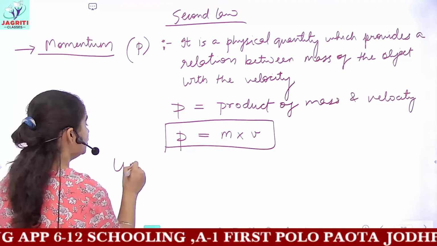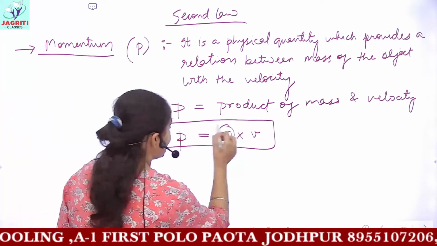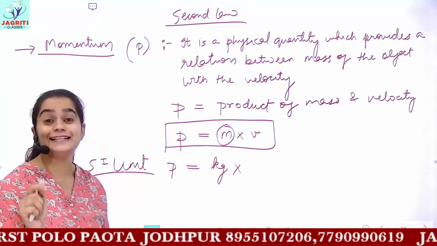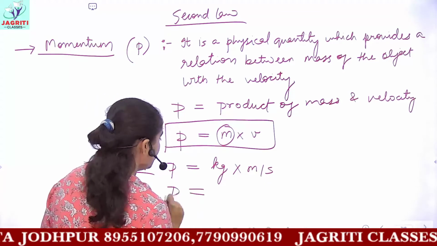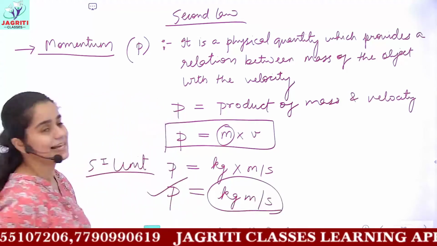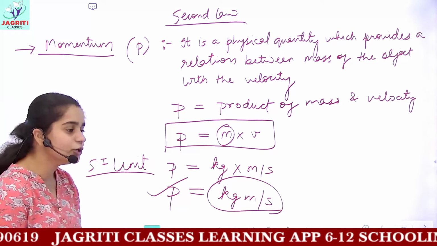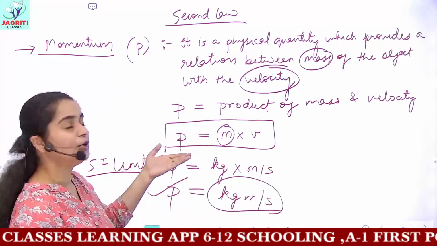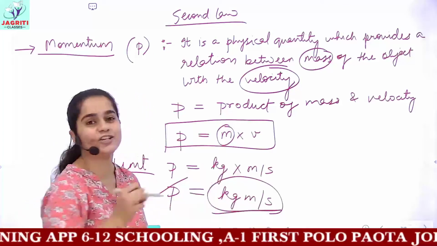And talking about the unit of momentum, can you derive the SI unit of momentum? See, for mass, the unit of mass is what? Kg. And the unit of velocity, the SI unit is meter per second. So in turn, the unit of momentum becomes kg meter per second. So this is the SI unit of momentum. And momentum is that physical quantity which provides you with the relationship between the mass of an object and its velocity, and the formula for momentum is the product of mass and velocity. Its unit is kg meter per second.